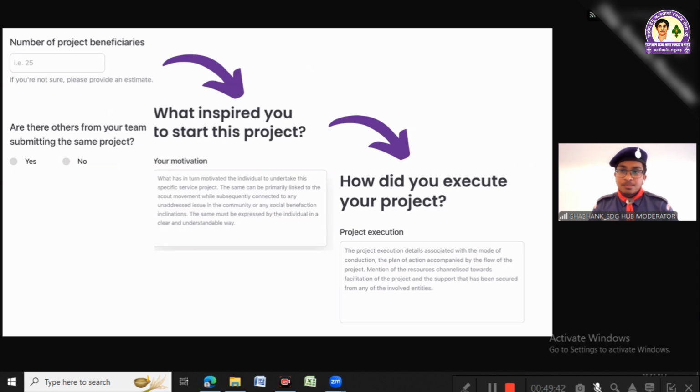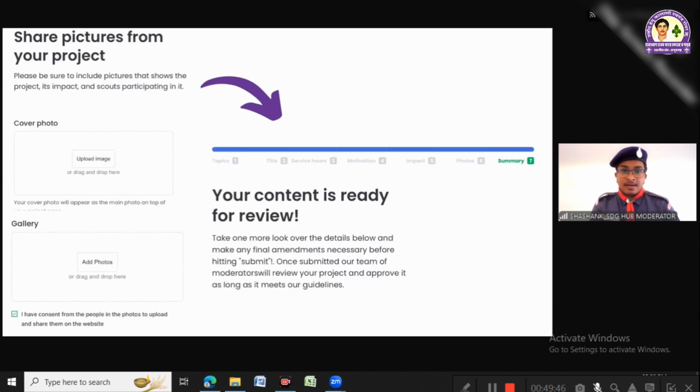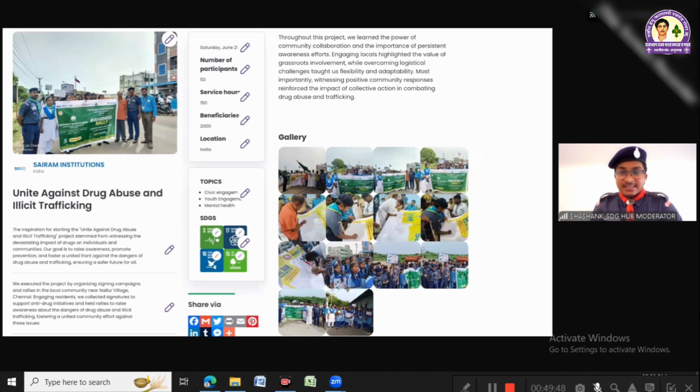These are some of the examples of projects that have been approved on the scout.org. So if you see, the title is very, very simple: Unite Against Drug Abuse. So it tells me that this is an anti-drug campaign, and it tells how many participants were there. And if you see the photographs, there are at least 50 scouts and guides. So it serves as proof. Yes, there are 50 different people.